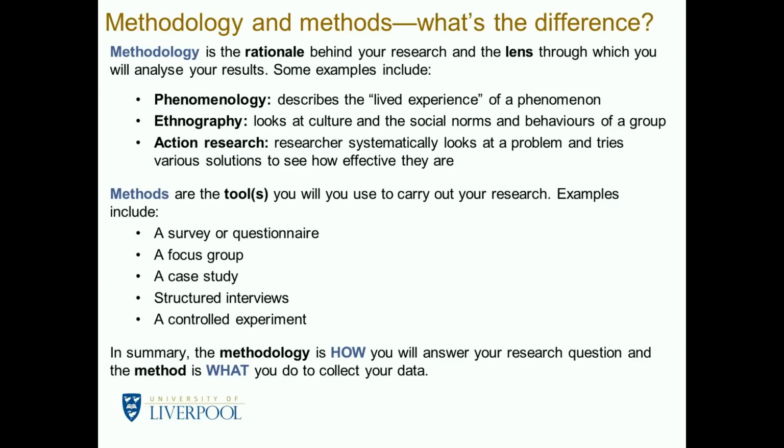Some examples include the following. Phenomenology here describes the lived experience of a phenomenon. Ethnography looks at culture and the social norms and behaviours of a group. And action research is where the researcher systematically looks at a problem and tries various solutions to see how effective they are. So this is methodology. Now, here the core point is the rationale behind your research. I want to emphasize that, and the lens through which you will analyze your results.